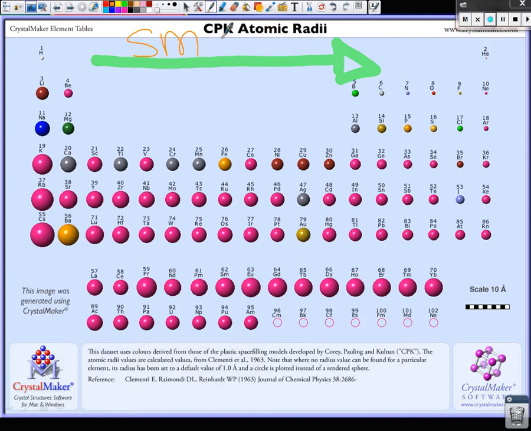This is a foreshadowing. We're going to get to this later, and I'm going to teach you how and why. So if you can just memorize that as you move across, they get smaller, you're good for today. And one more thing. As we go down, what happens? They get larger, or bigger, however you want to say it. Doesn't matter. That's just the fact for the day.